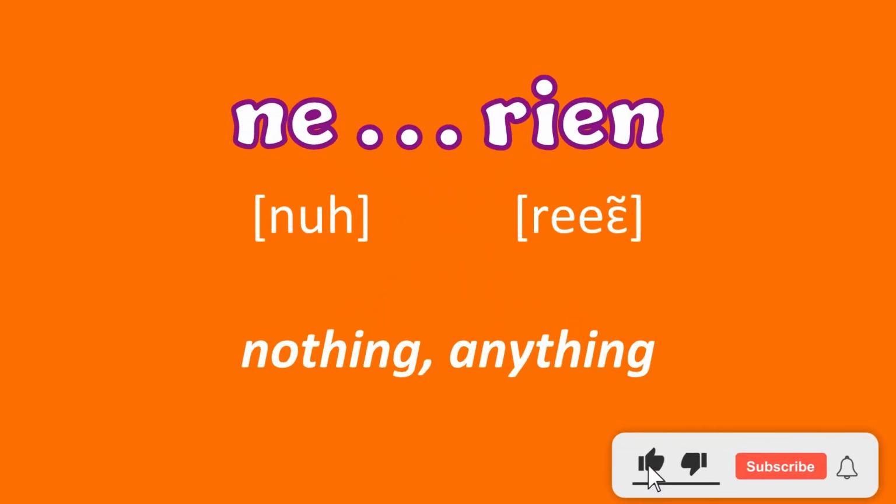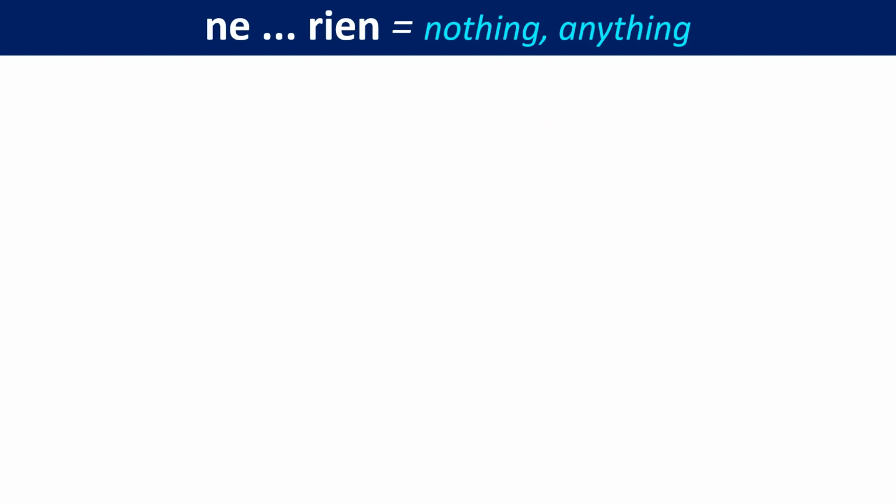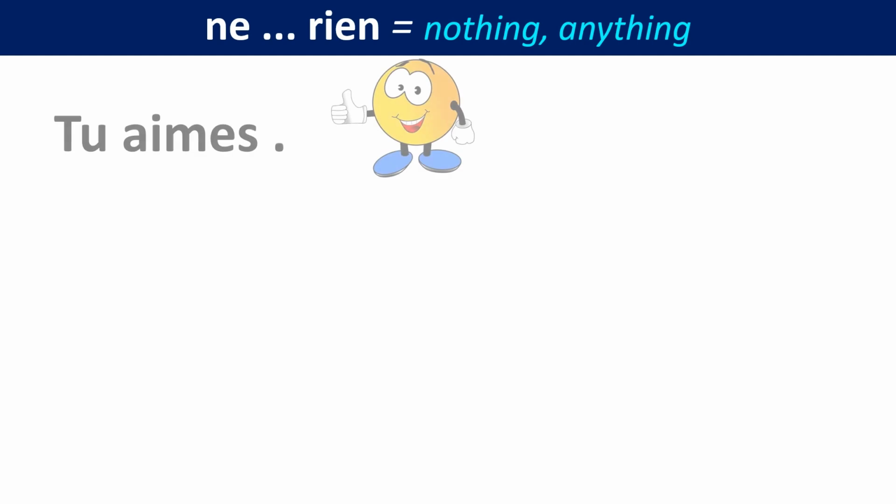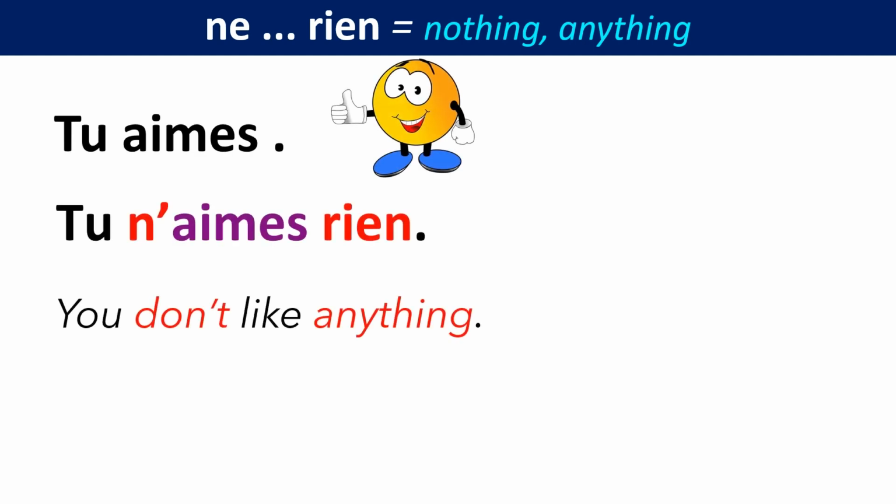Ne, rien. Ne rien means nothing or anything. If I say tu aimes, tu n'aimes rien means you don't like anything, you like nothing.